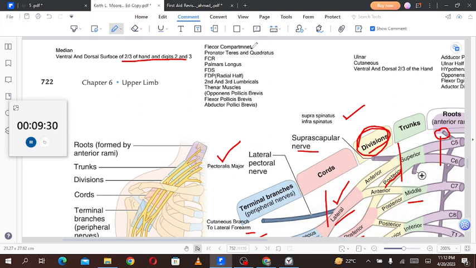It is present in the flexor compartment. The extensor muscles were supplied by the radial nerve, while the flexor ones are supplied by the median nerve. These are the pronator teres and quadratus, flexor carpi radialis, palmaris longus, flexor digitorum superficialis, flexor digitorum profundus only the radial half, second and third lumbricals, and the thenar muscles, the muscles of your thumb: opponens pollicis brevis, flexor pollicis brevis, and abductor pollicis brevis.